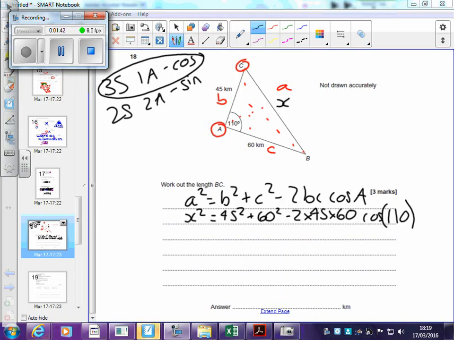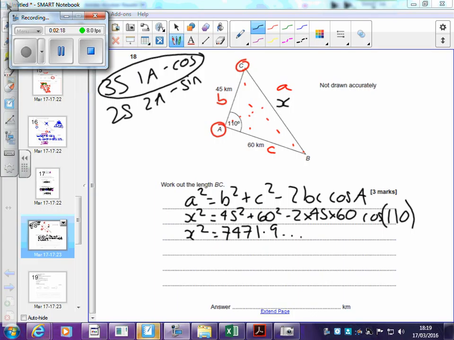Alright, I'm going to stick all of that into my calculator. I probably should have done that before I started playing the video, but never mind. 45 squared plus 60 squared, minus 2 times 45 times 60 times cos 110 equals 7,471 something. As you can see, it is getting quite late on in the day, so I'll blame that for my struggling with the buttons. So let's write that all down.